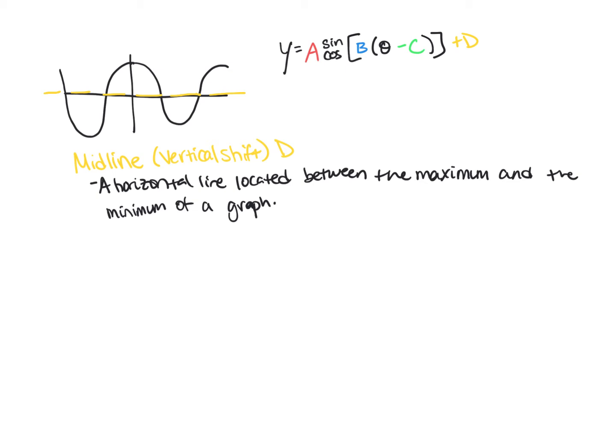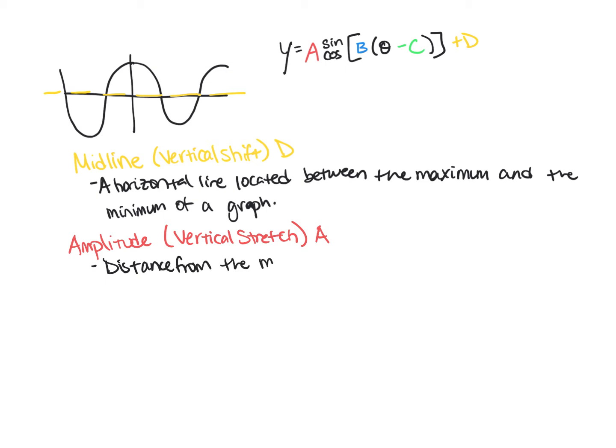Next, we're going to address A, because A has to do with the midline, and that's actually going to be our amplitude. And our amplitude is our vertical stretch. So these are hopefully words you've heard before, vertical shift and vertical stretch. The amplitude is the distance from the midline to the highest and lowest points on the curve.